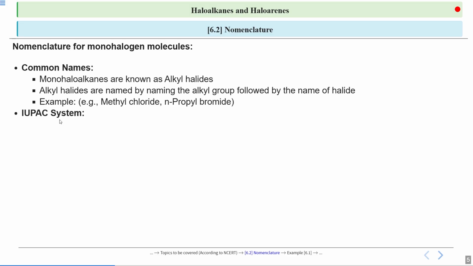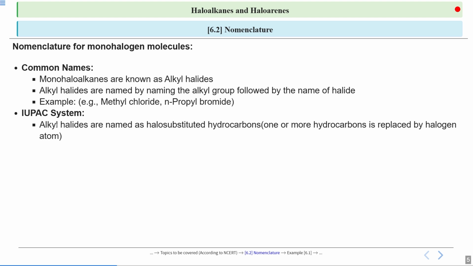Let's see the IUPAC system. According to the IUPAC system, alkyl halides are named as halo substituted hydrocarbons, where one or more hydrogens of the hydrocarbon are replaced by a halogen atom. So the name of the hydrocarbon is halo substituted, which means halogen is present in it. That's why substitution happens.